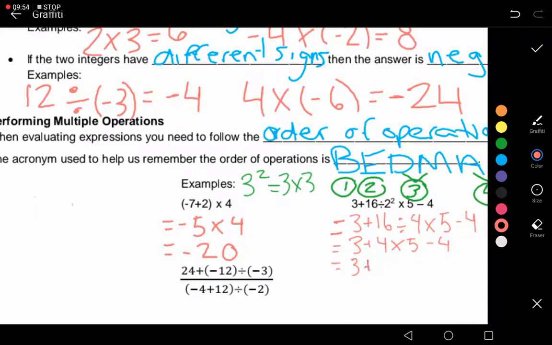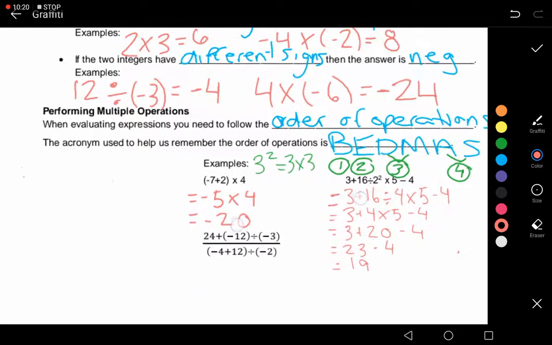Okay, again, I'm not adding yet. I have to deal with this multiplication first. 4 times 5 is 20, minus 4. Now I'm done. All I see left is addition and subtraction. So I'm going to move left to right. So 3 plus 20 is 23 minus 4, which is 19. Okay, and we're finally done that one.